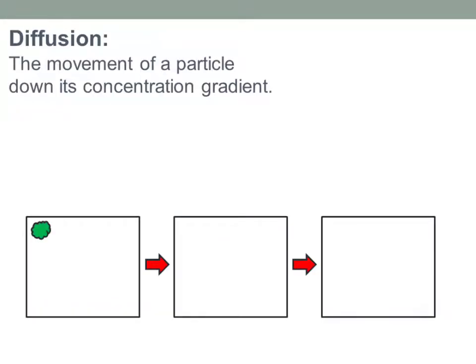So let's talk about diffusion first. Diffusion is just the movement of a particle down its own concentration gradient. By particle, I mean really anything. These particles can be ions or molecules. It could be a dye in water, it could be gas in a room, whatever you want. When we say down its concentration gradient, we're just saying that it's going to move from high concentration to low concentration.